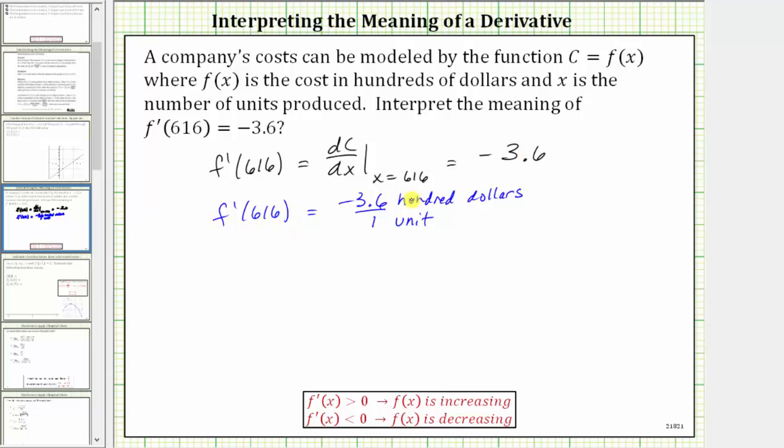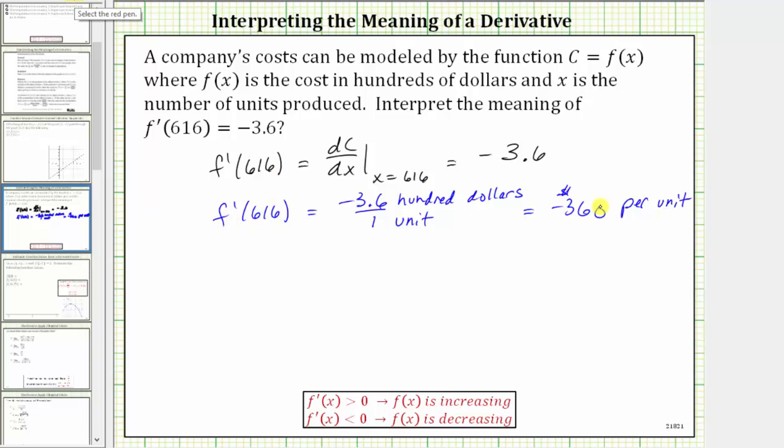616. But because the numerator is negative $3,600, let's convert this to dollars by multiplying by 100. Negative 3.6 times 100 equals negative 360. We can also write this rate of change as negative $360, and this would be per unit. And again, the negative indicates the costs are decreasing by $360 per unit when x equals 616.